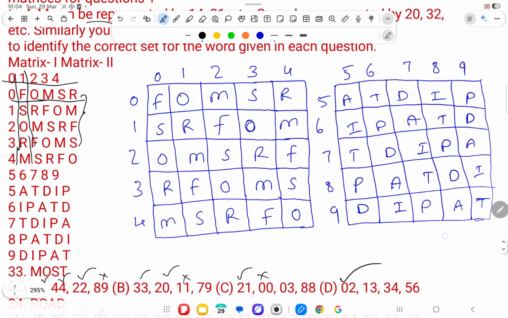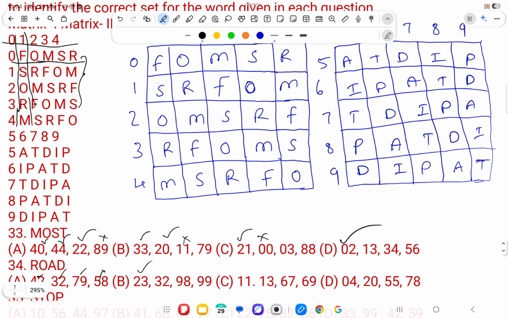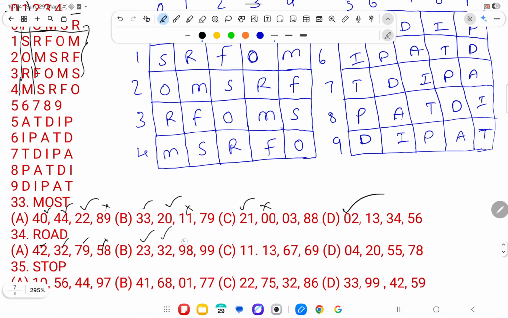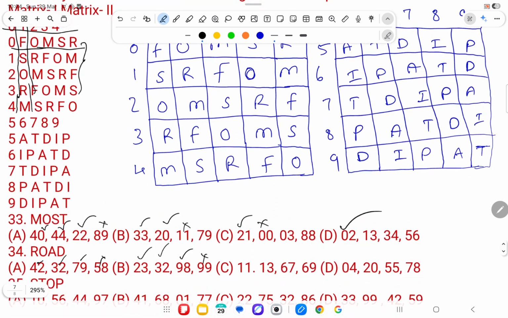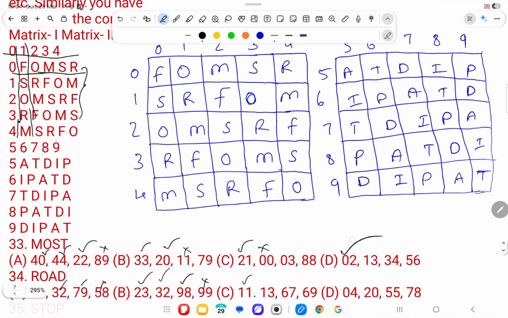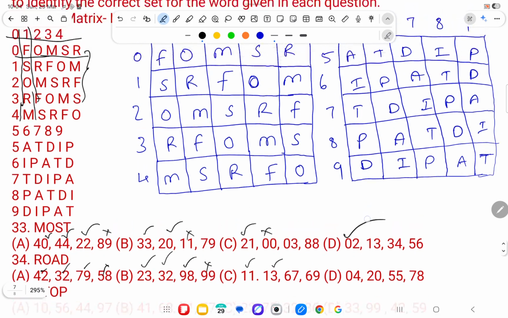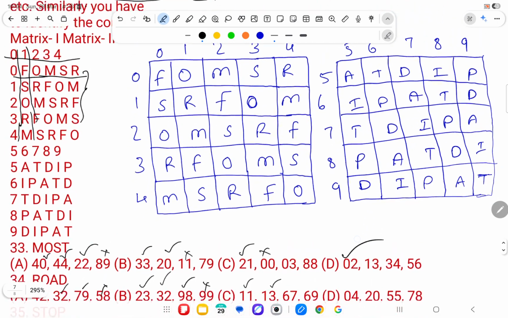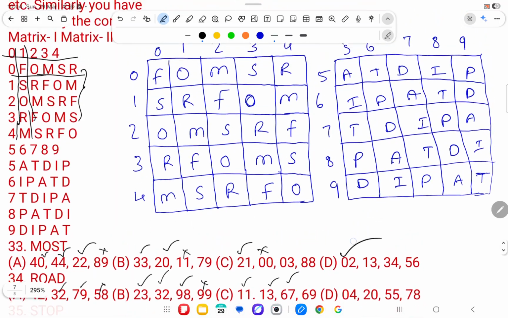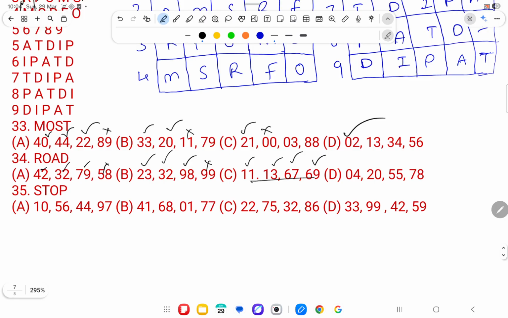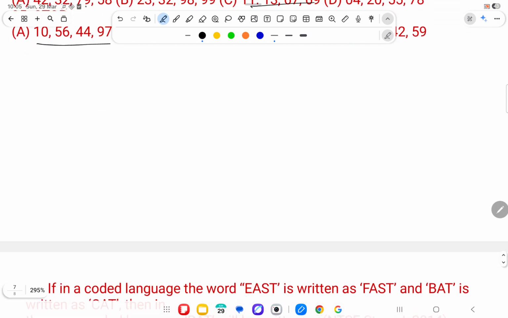Then 2 3, R is correct. Then 3 2, O is correct. Then 9 8, A is correct. Then 9 9, so it is not correct. Then 1 1 is correct. O 1 3, O is correct. Then 6 7, A is correct. Then 6 9, D is correct. So the third option. Now you can do the word STOP. You do it on your own.